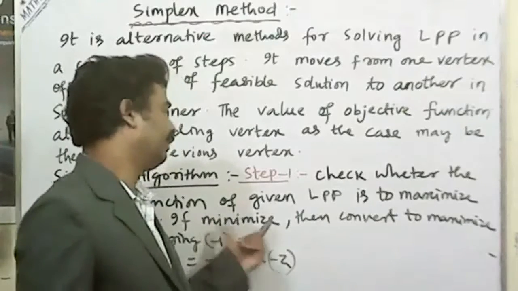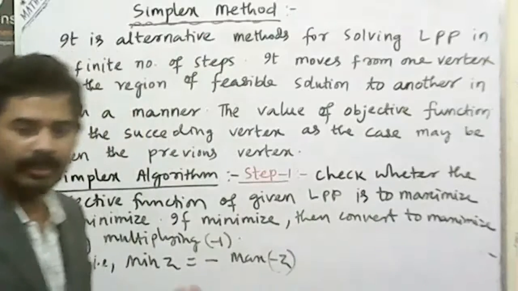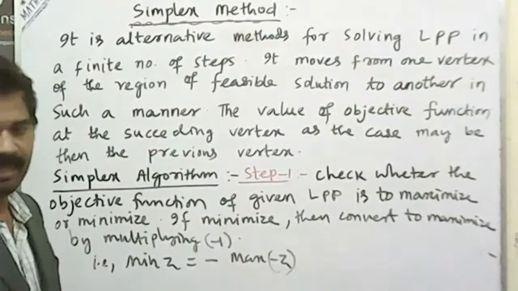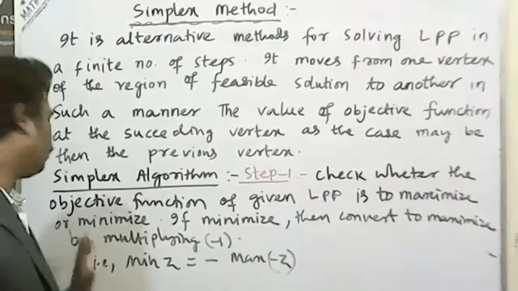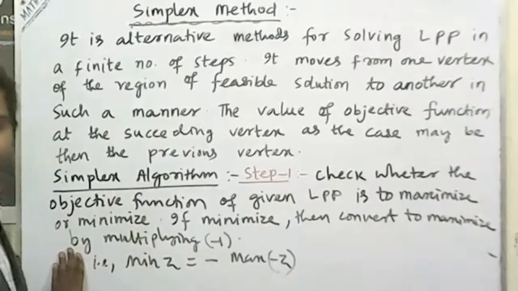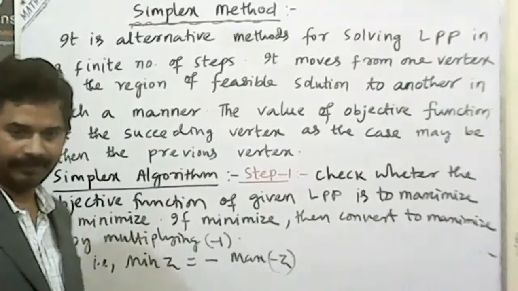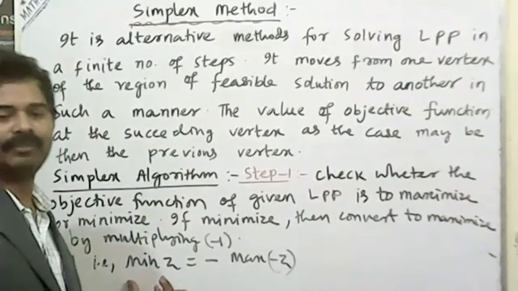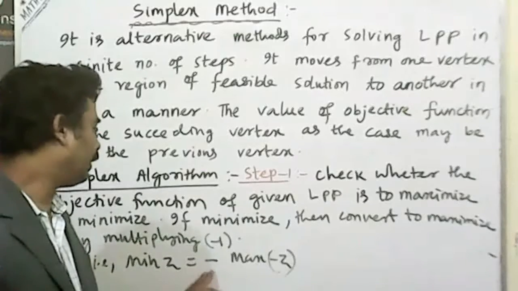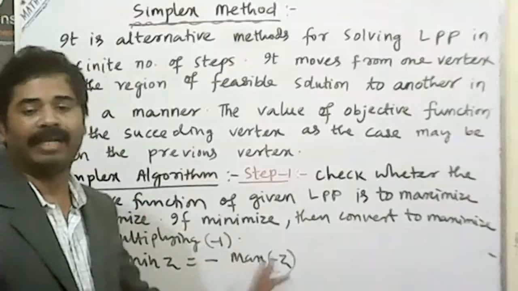If minimize, then convert to maximize. If minimize, then first convert to maximize by multiplying by minus 1. That means if minimize of z is given, you make it maximize of minus z.